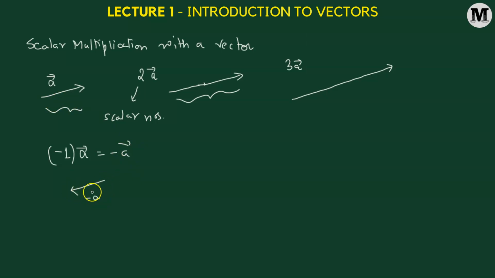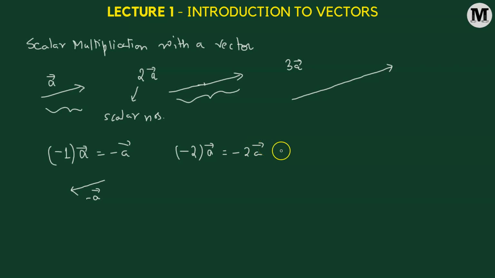So this is going to be the vector -A. That means whenever we multiply a vector with a negative number, its direction changes. It becomes exactly opposite to what it was earlier. Now, let's say we take vector A and multiply it with the scalar -2. So we have -2 multiplied to vector A, which is simply the vector -2A.